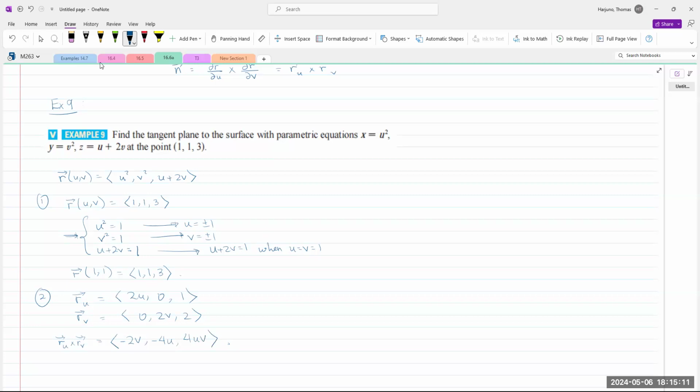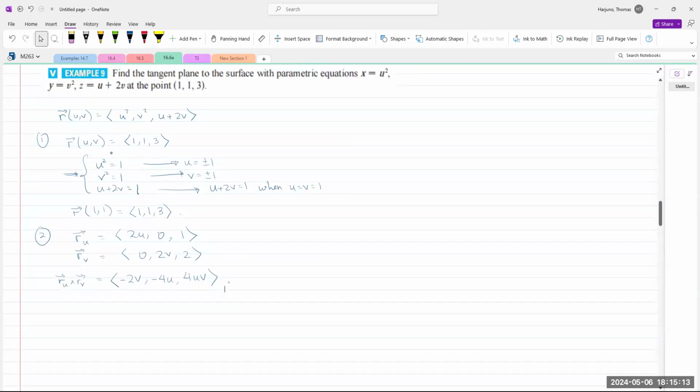Okay, so what is the vector normal to the surface at that coordinate? That will be at (1, 1), right? At (1, 1), that will be (negative 2, negative 4, 4). Okay, now this is the vector normal to the plane.